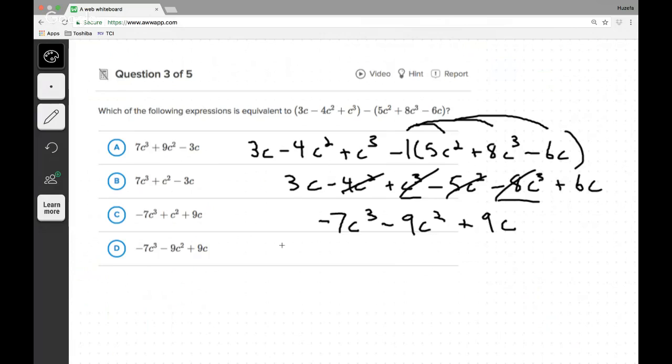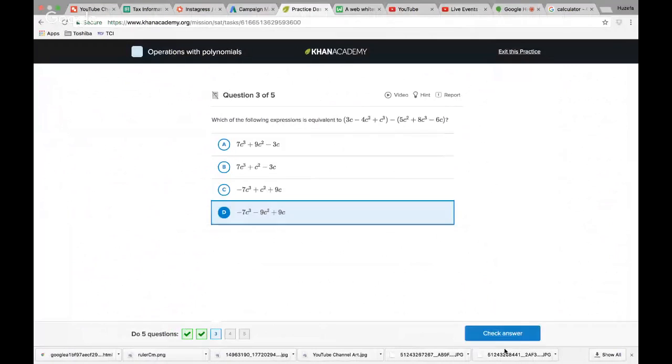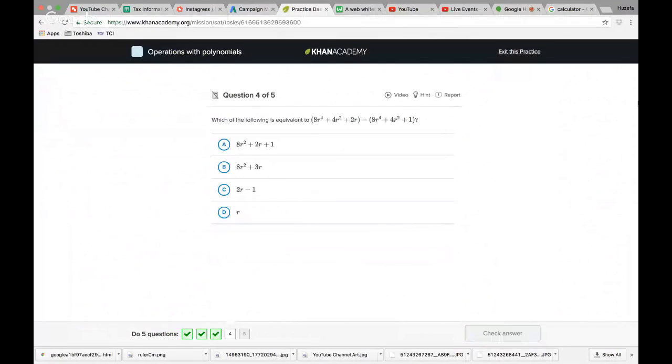And if we can see, I believe this is D, right? These guys are the exact same. Let me just make sure. This one is wrong because there's just a c squared, c squared. This one's wrong because it's a negative 3c. It's a 9c. So D is our answer. I think that looks good. Let's give it a shot. Boom. Perfect. Let's try this next one here.